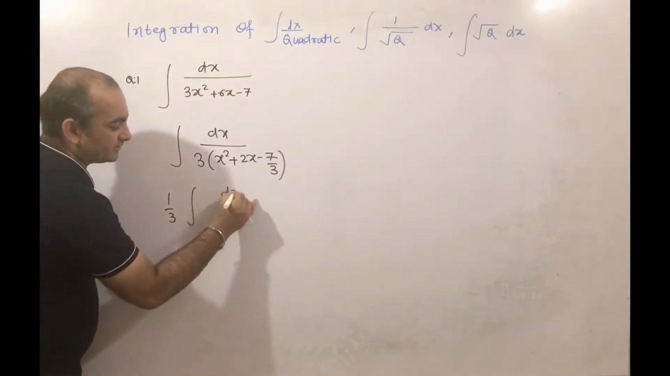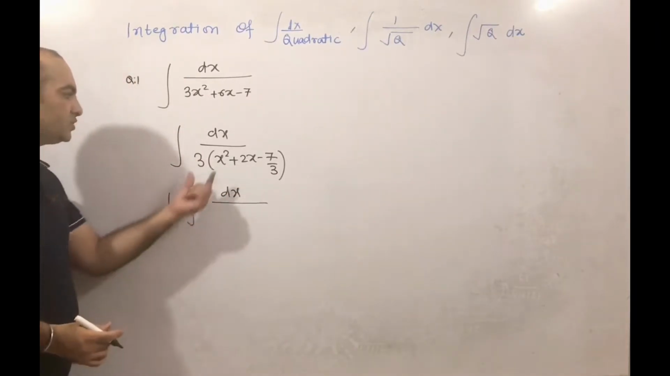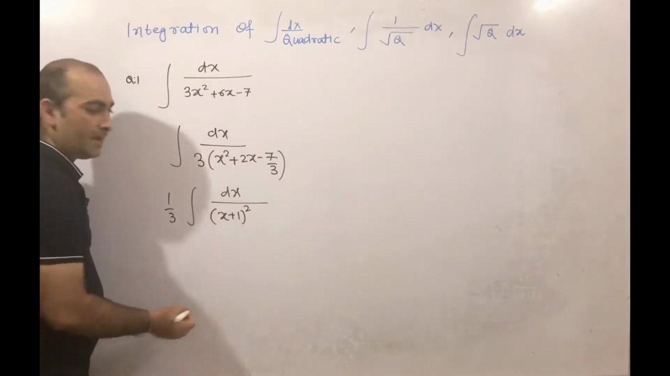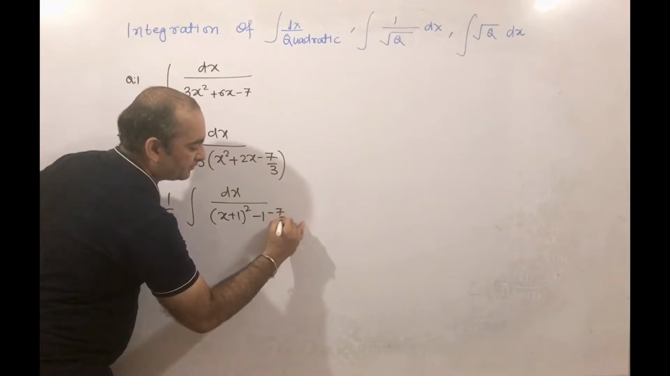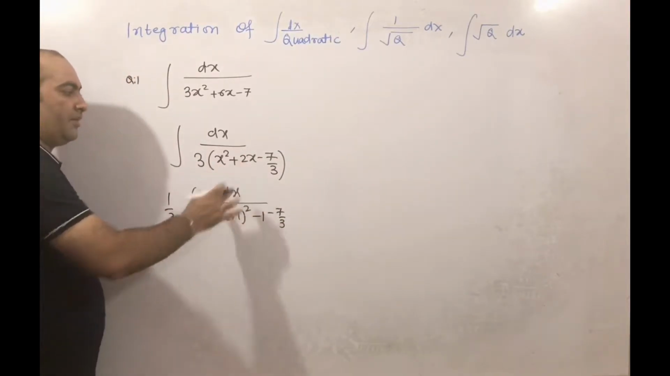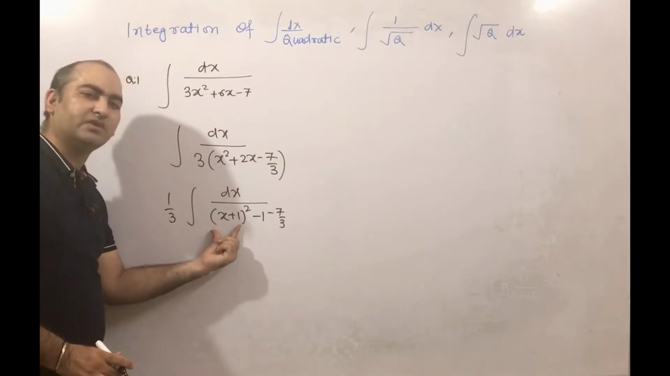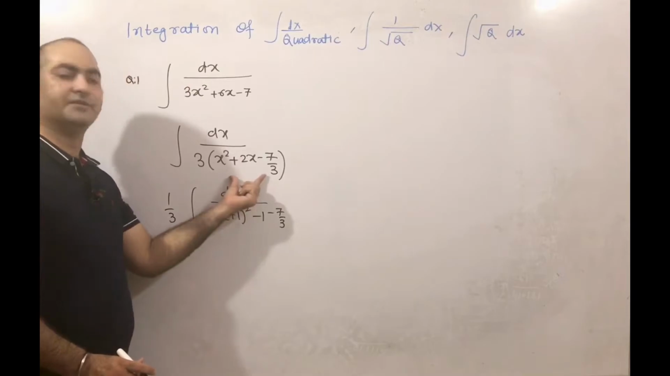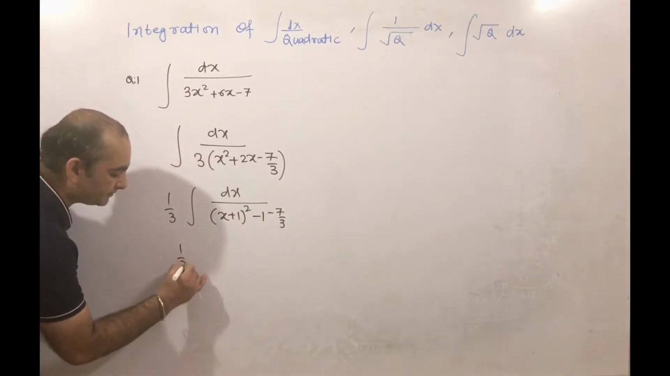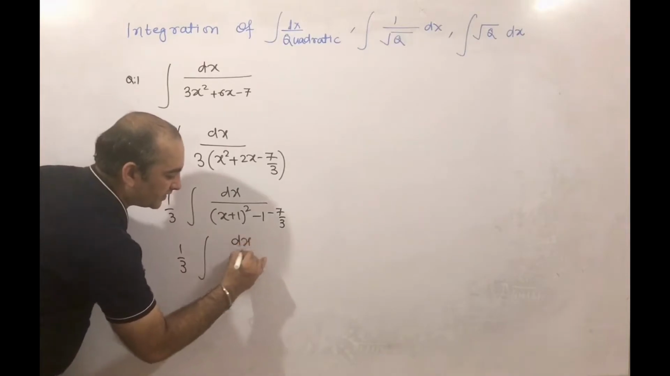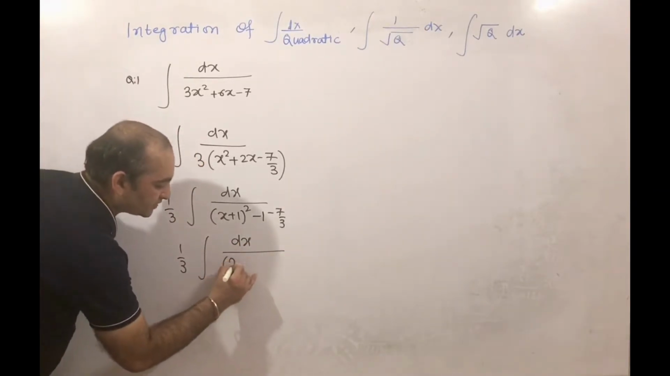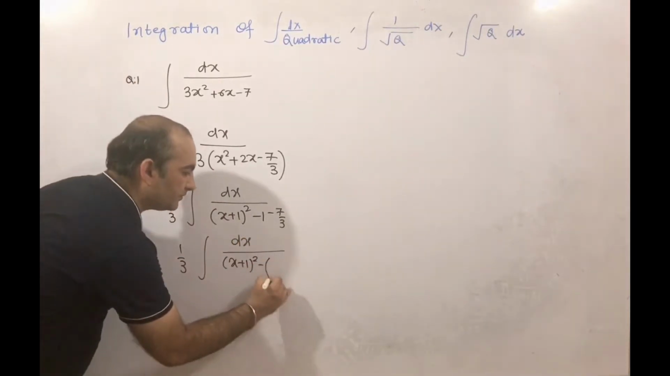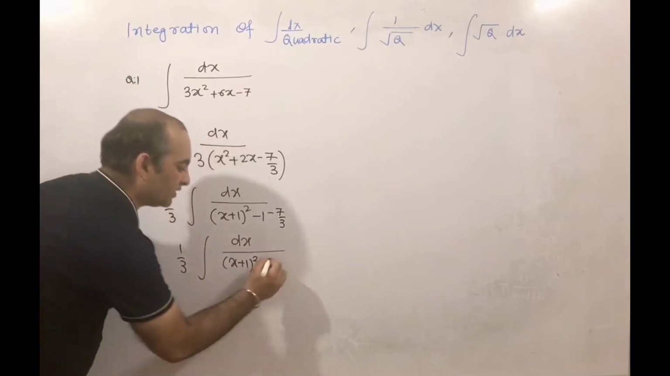Integration of dx divided by x square plus 2x we can write as x plus 1 whole square minus 1, minus 7 by 3. If you make x square plus 2x a perfect square, it becomes x plus 1 whole square minus 1, and minus 7 by 3 as it is. If you expand this, we get the same thing. So what will come here? 1 by 3 integration of dx divided by x plus 1 whole square minus, taking common, 1 plus 7 by 3. This comes out to 10 by 3.